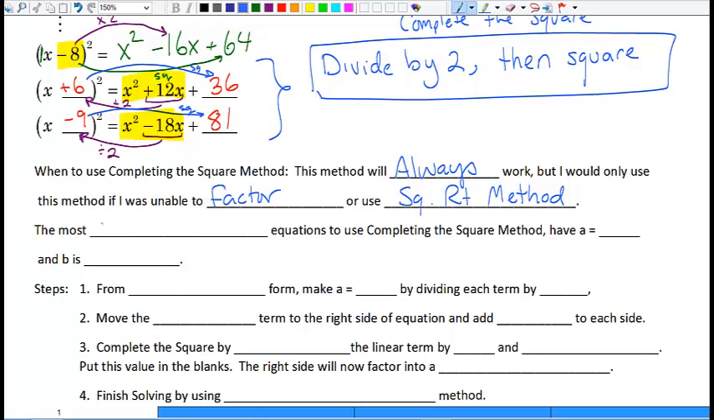Now, the most convenient equations to use completing the square are if a is equal to 1 and b is even. We'll show you why that is helpful in a little bit, but we always want a to be 1 and b to be even, and then things are going to come out nice and whole. You won't have a lot of fractions in it.